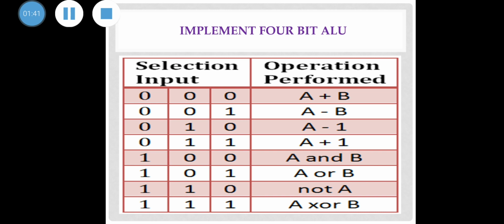When the select line is 001, the 4-bit input B will be subtracted from A. When the select line is 010, the output will be A minus 1. That means 1 will be subtracted from 4-bit binary input A. When the select line is 011, binary 1 will be added to 4-bit input A.